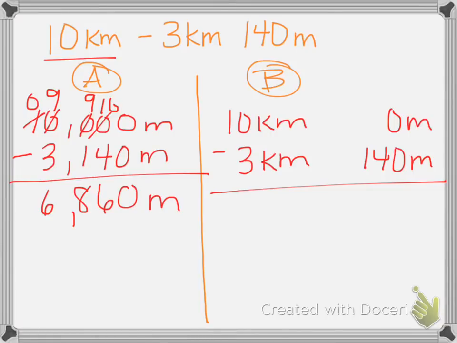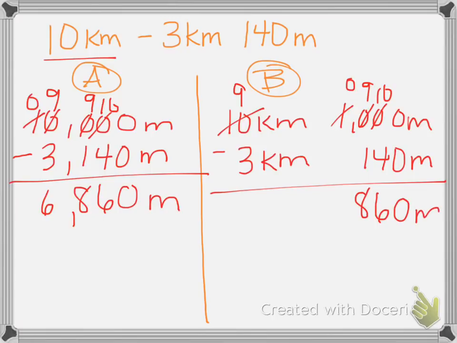So what we're going to do is we're going to simply rename. This becomes 9, and we're going to give that kilometer that we took away over to this side. We took away 1 whole kilometer, which is the same as 1,000 meters. Okay, this becomes a 0, this becomes a 9, this becomes a 10. 0 take away 0 is 0. 6, 8 meters. 9 take away 3 kilometers is 6 kilometers.